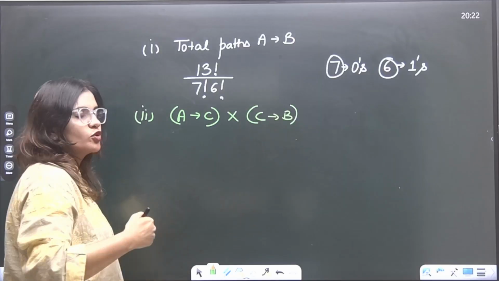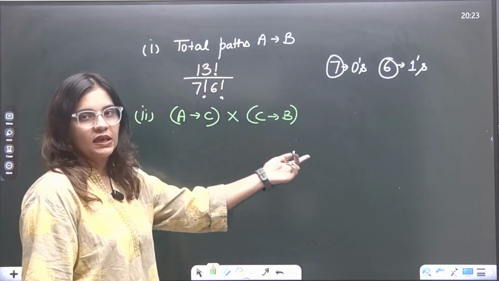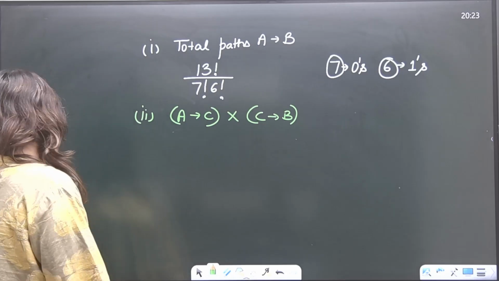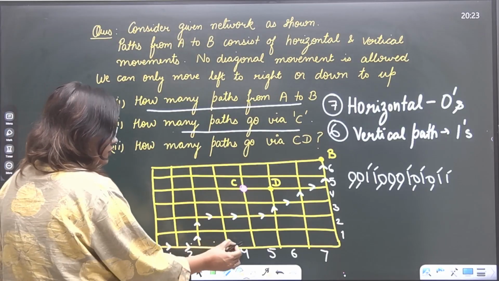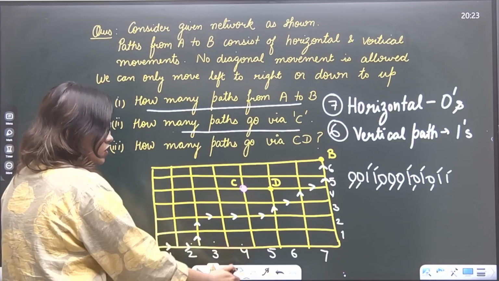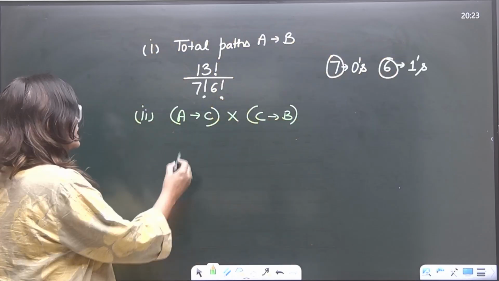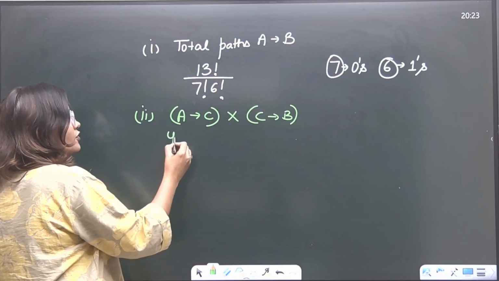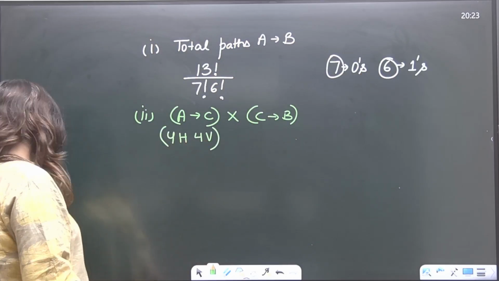So if we have to go from A to B via C, we'll count total paths from A to C and then total paths from C to B. Now from A to C, this is 1, 2, 3, 4, 4 horizontal, 1, 2, 3, 4, 4 vertical. So basically from A to C, there are 4 horizontal and 4 vertical paths.